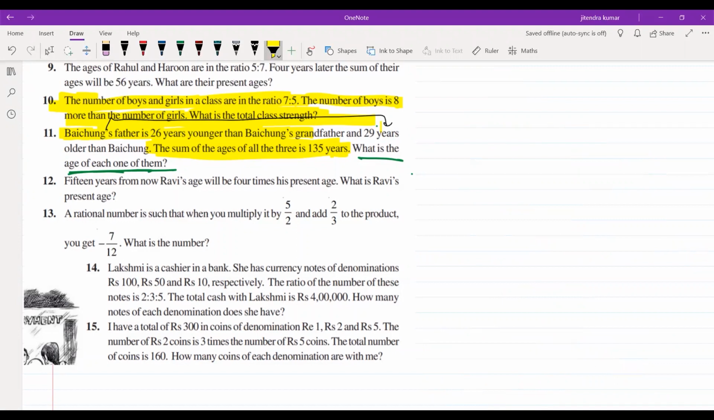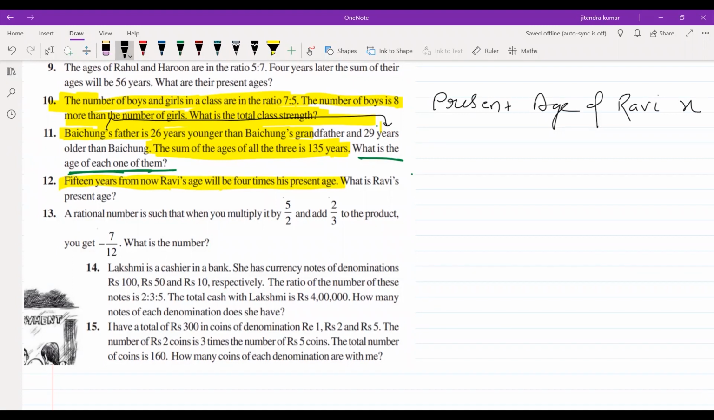So question number 12 says that 15 years from now, Ravi's age will be 4 times his present age. So there is one person only, that is Ravi. Okay, so let's consider the present age of Ravi as x.